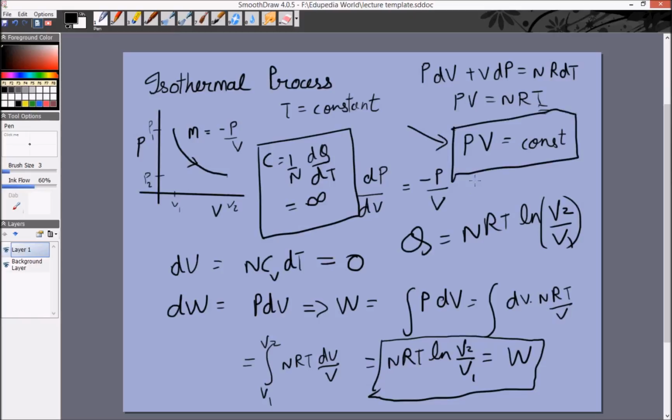By the way, this PV equals constant is what we talked about earlier and named the equation of state. It could also be T equals constant. P, V and T are the properties of state, and the equation relating them is called the equation of state. The things we covered for isothermal are the exact things I'll cover for the other three processes as well.